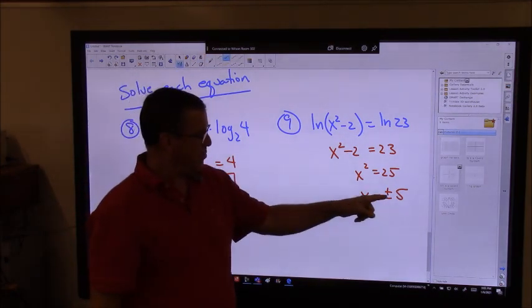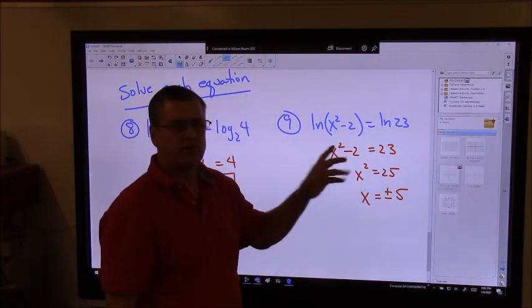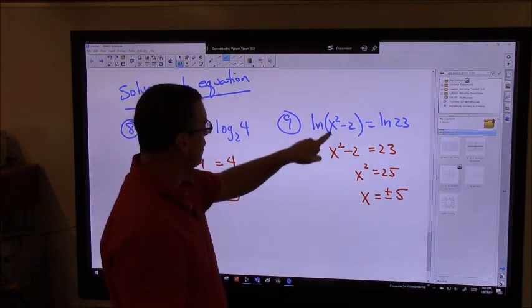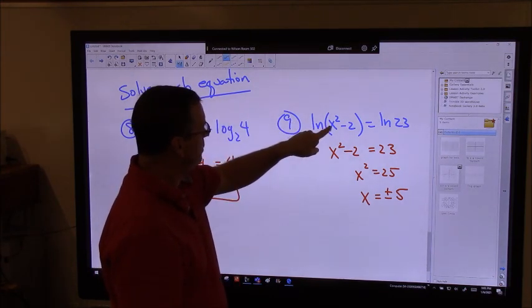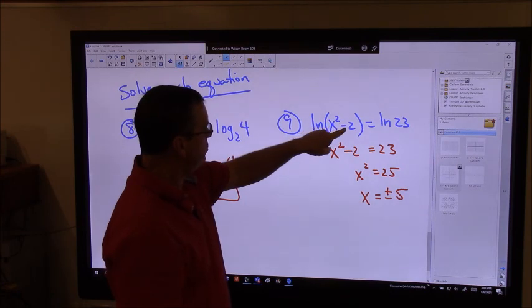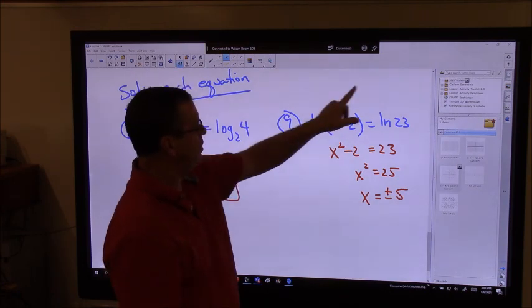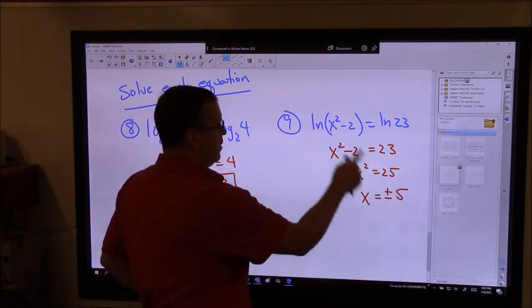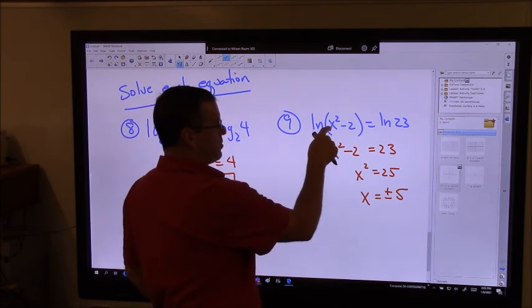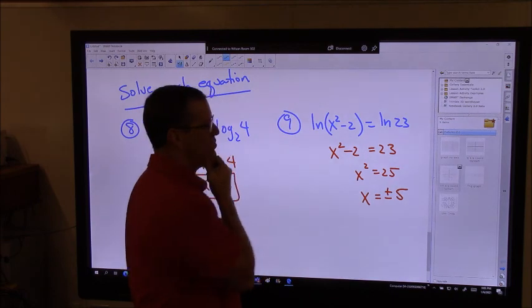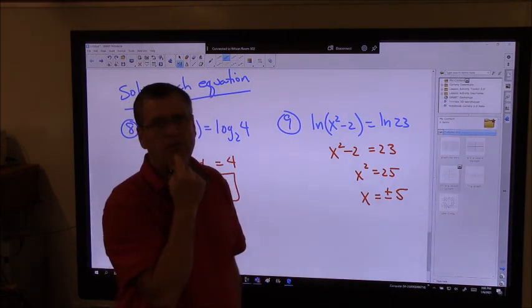So all of a sudden, plus or minus, wait a second, does that work? Let's just double check. If I put a 5 here and I square it, I get 25. Minus 2, that's 23, so natural log of 23, yep. If I put a negative 5 there, negative 5 squared is 25. 25 minus 2, that's 23, so yeah, that works.